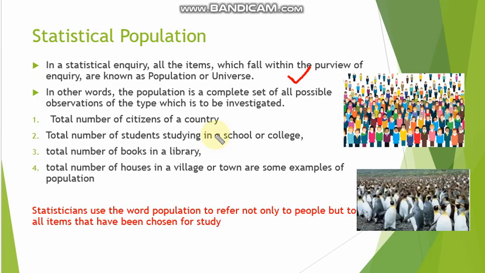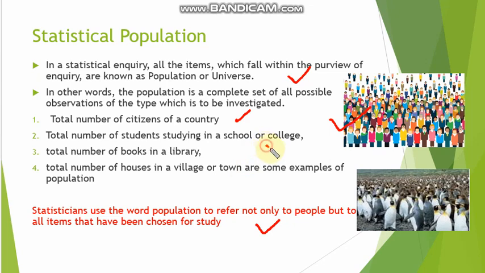In other words, the population is the complete set of all possible observations of the type which is to be investigated. Statisticians use the word population to refer not only to people but to all items that have been chosen for study. For example, the total number of citizens of a country. If you see this picture that we are showing here, these are the citizens of a country. That is also called a population.